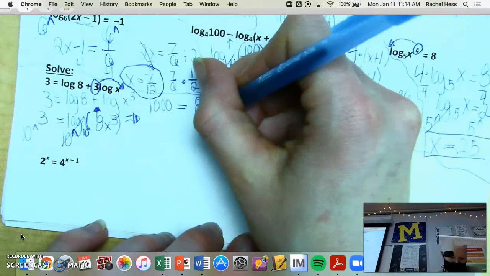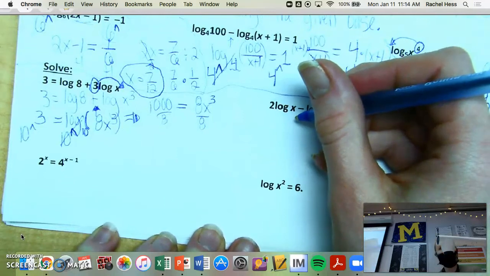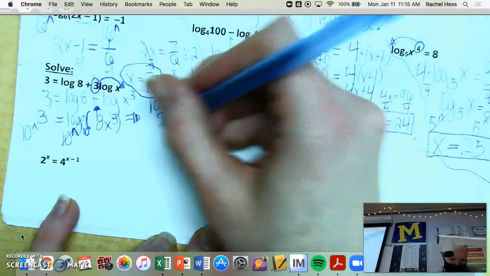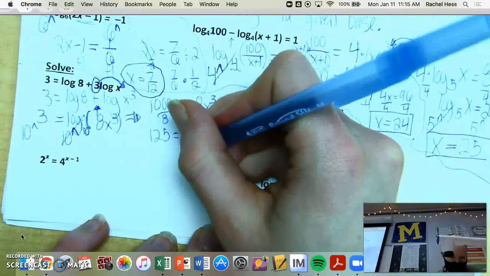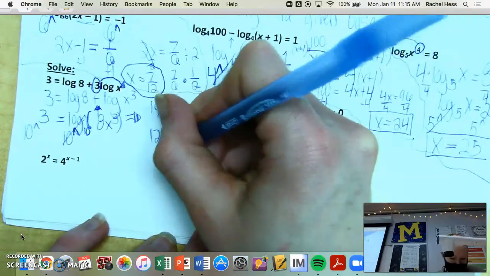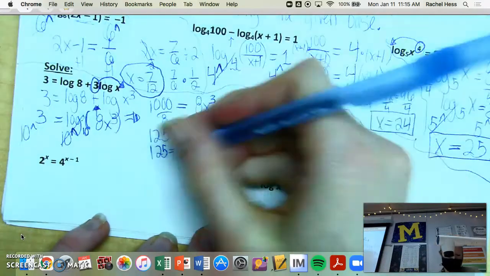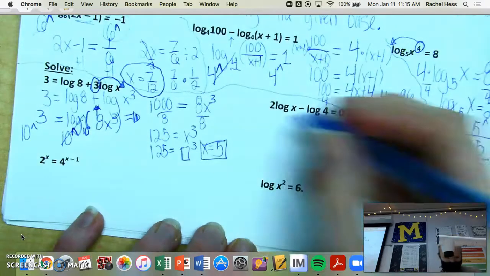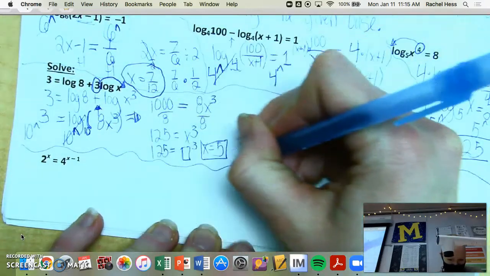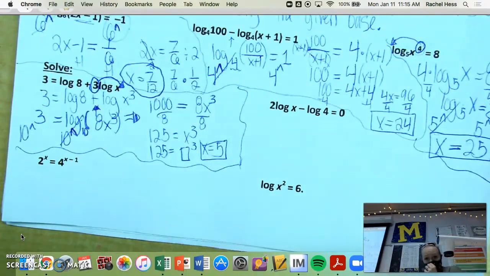I'm going to divide by 8. I think you get 125. Okay. And then what number to the 3rd power gives me 125? Yeah. So you have to work backwards and get x equals 5. So hopefully you guys are kind of seeing a pattern here.